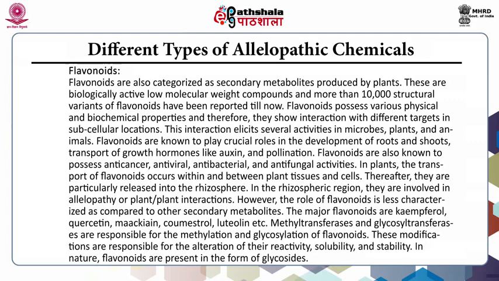Next class is of flavonoids. Flavonoids are categorized as secondary metabolites. They are biologically active, low molecular weight compounds and more than 10,000 structural variants of flavonoids have been reported till now. They possess various physical and biochemical properties and therefore, they show interaction with different targets in subcellular locations. This interaction elicits several activities in microbes, plants and animals.